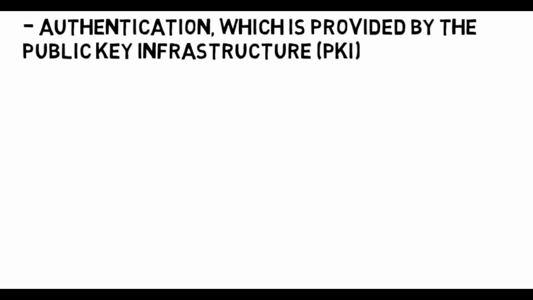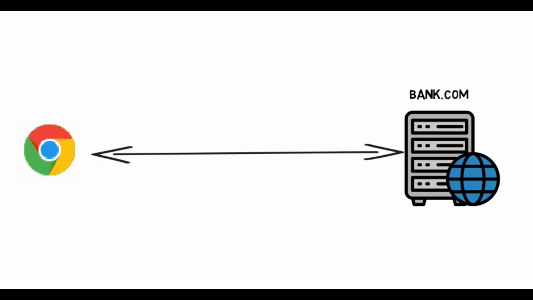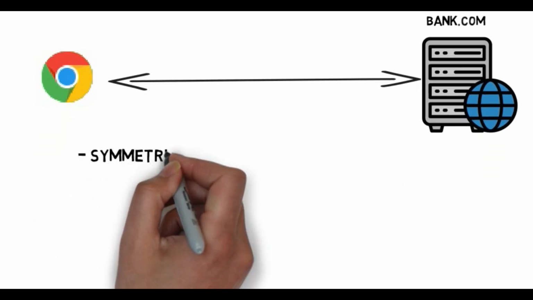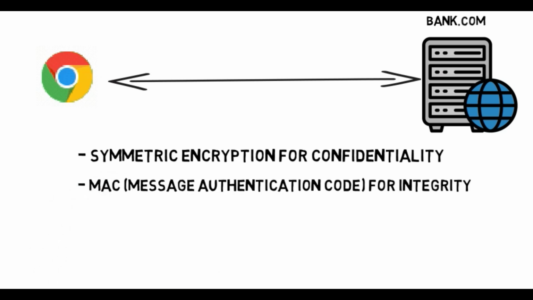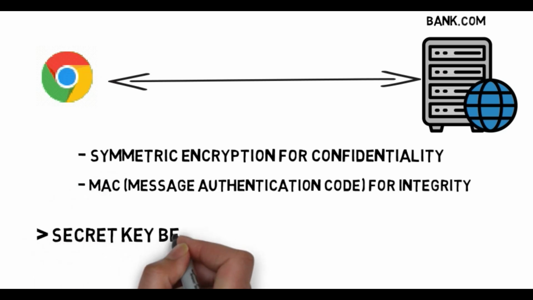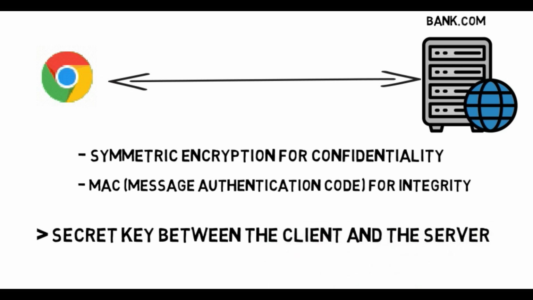But we still don't understand what a PKI is. Let's say we have a website called bank.com, and the client is a web browser. The client wants to send data to the web server securely, so they use symmetric encryption for confidentiality and HMAC for integrity. Both of these require a mutual secret key between the client and the server. Before we can apply symmetric encryption and MACs, we must establish a symmetric key.